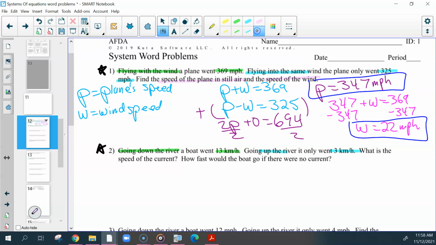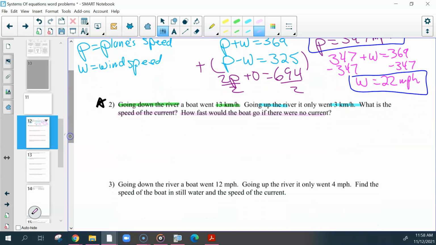It's asking 2 questions. What is the speed of the current? The current is the river. The river is flowing. And then how fast would the boat go if there were no current? That would just be the boat's speed. So our 2 things we don't know, the speed of the current and the speed of the boat, are going to be our 2 variables. I'm going to use B and C for boat speed and current speed. Current meaning the river, not what the boat's current speed is. Try not to confuse them.